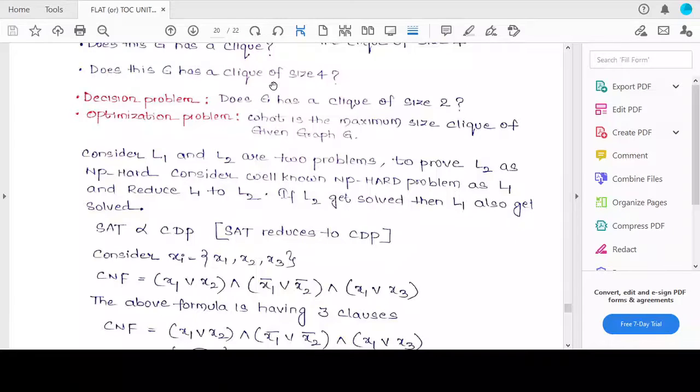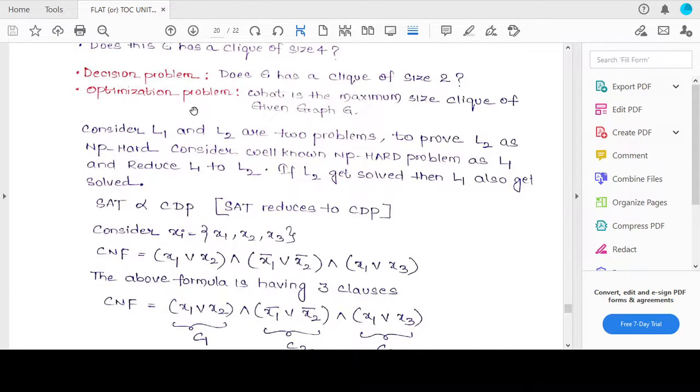So you should verify the given graph, and if you are able to identify the clique of size 2, the answer for this question will be yes. Otherwise no. Such problems come under the decision problem. Next one, optimization problem. Find the maximum size clique from a given graph G is called an optimization problem. We have to consider a given graph, identify the available cliques in the graph, and out of the available cliques find the maximum clique. So finding the maximum clique of a given graph is considered an optimization problem.